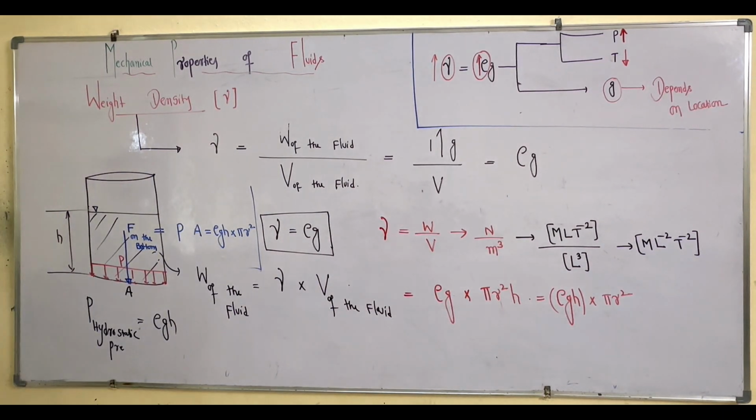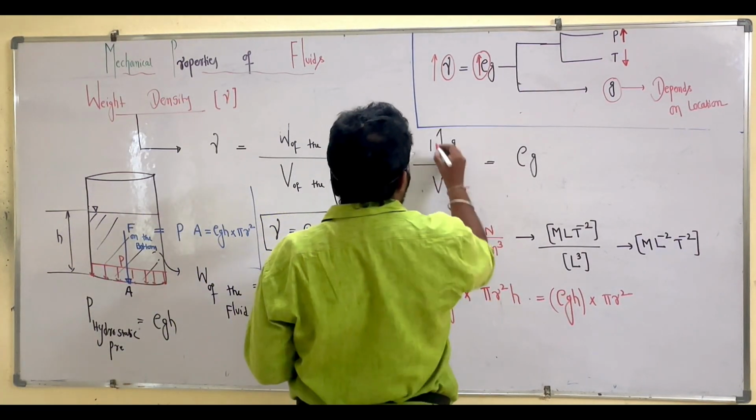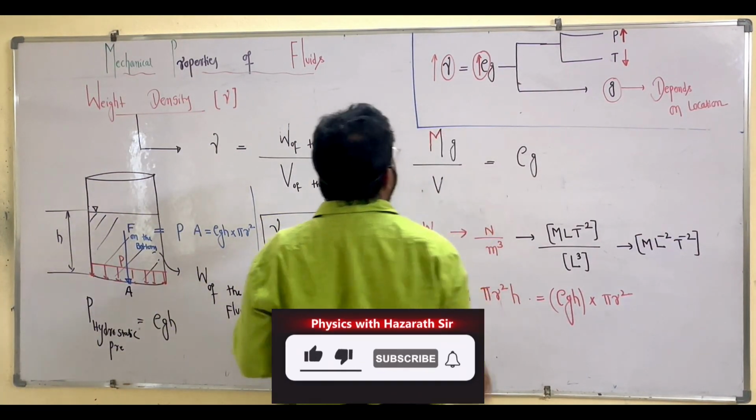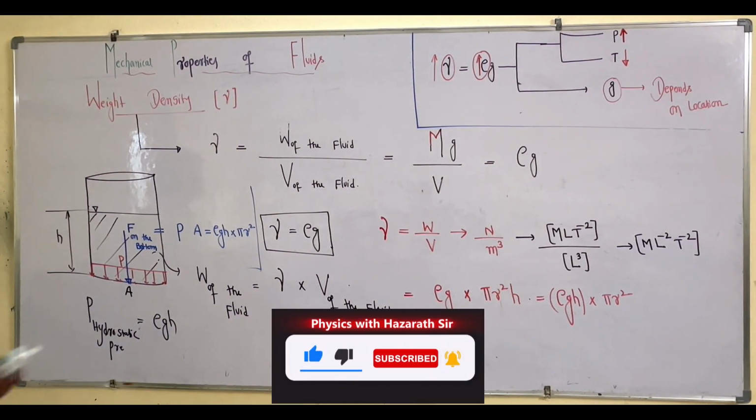Gamma. This is how much? What should be here? Mass. Completed. Is this finished?